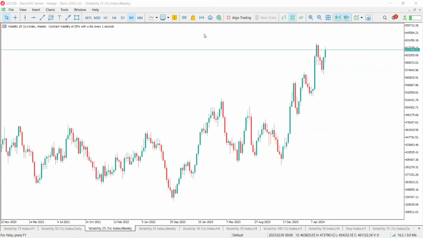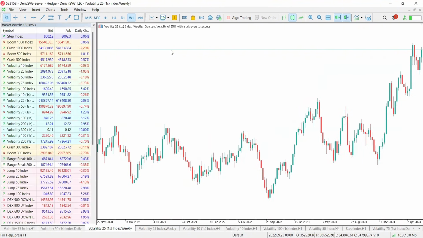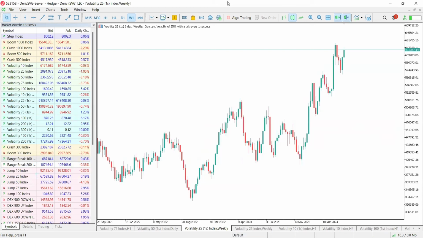And then we have several types, whereby if I just click Control M here, you'll be able to observe that we have very many. We have Boom here, we have the Volatilities, we have Step Index, we have Break, we have Range, and all that. There are very many. We have Jump, we have DEX now, and the rest. So we have different types of synthetics. You can clearly see these.